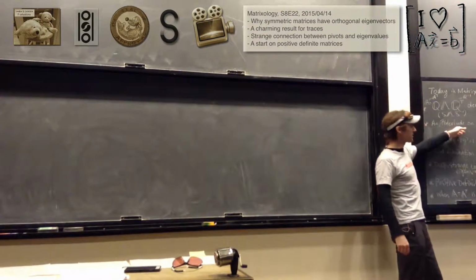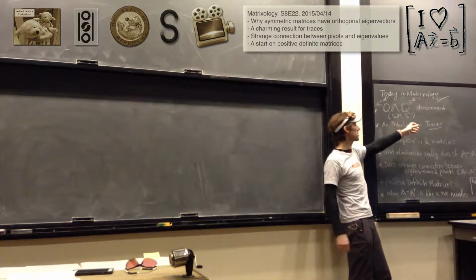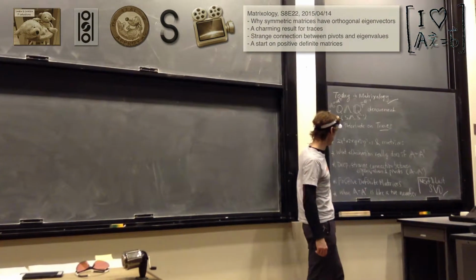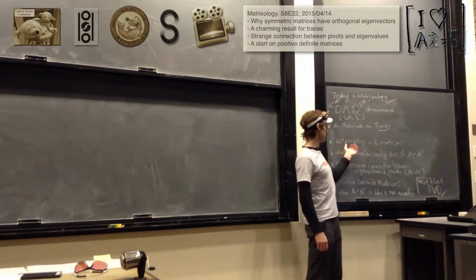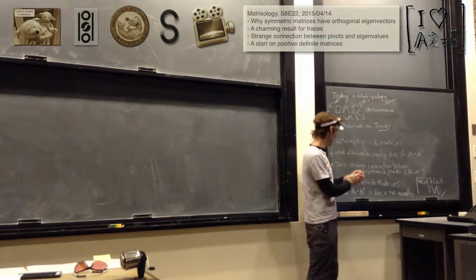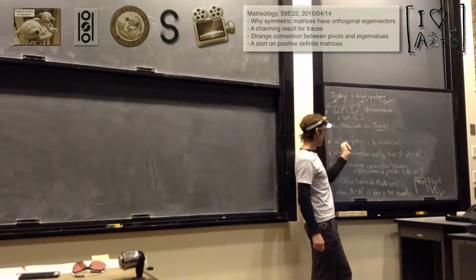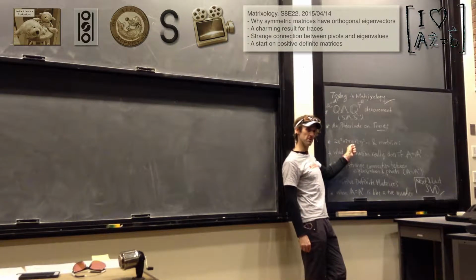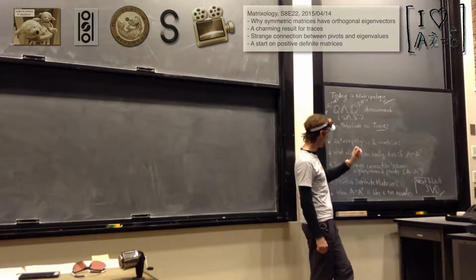Okay, we're going to have a little interlude on traces. I'll show you a charming, everything is charming in Matrixology, little result about traces. It has lots of power, actually. And then we're going to start on a little piece off to the side where we're going to connect pivots and eigenvalues in this deep way. We're going to actually get to something like this and see how this can be better thought of with matrices.